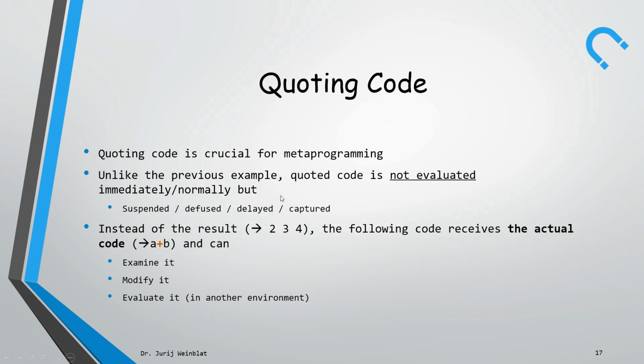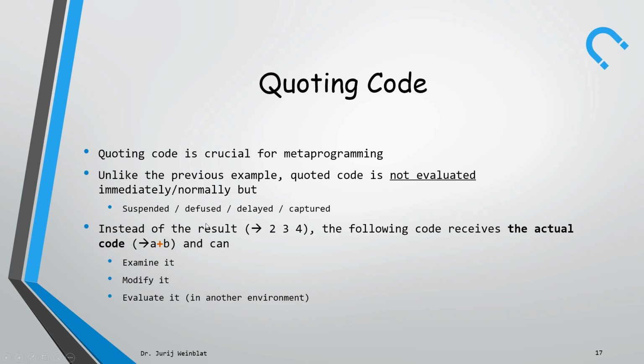But what it's all about is that there is no immediate execution. Instead, you provide to the function the actual R code. So what you provide is not 2, 3, and 4 like in the previous example, but rather the source code itself. And the source code is A plus B.